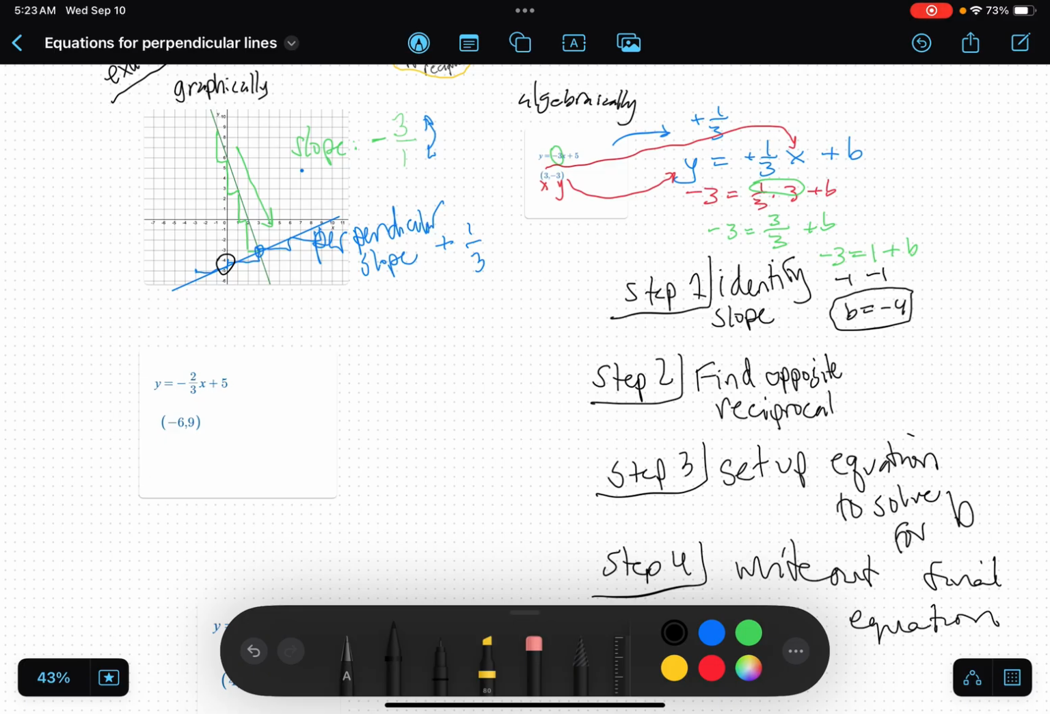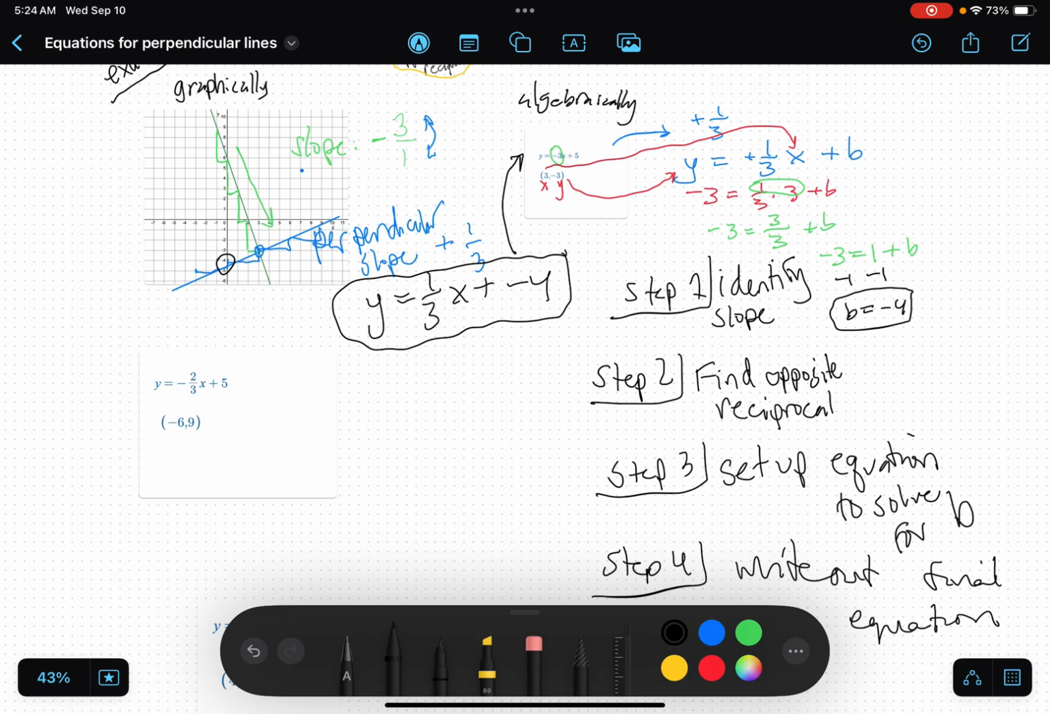So my final equation for this problem is my new slope was 1/3 and my y-intercept was -4. So this is the line that's perpendicular to the line they gave me that passes through that point.